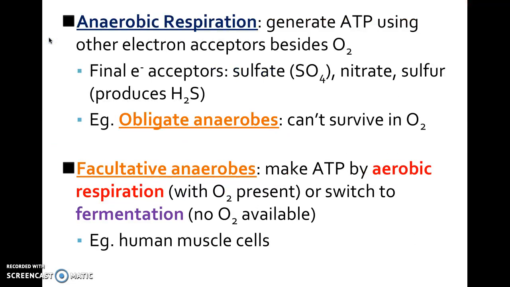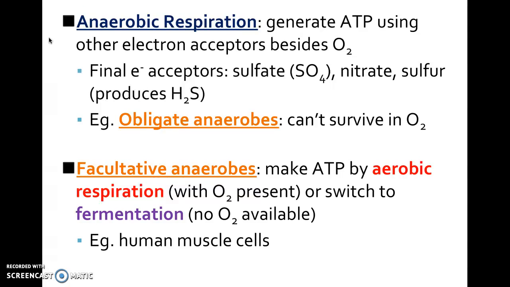So to start, what is anaerobic respiration? Anaerobic respiration is a process that occurs without the presence of oxygen, a process that is going to generate ATP. Because oxygen isn't able to be an electron acceptor, sometimes other molecules can readily accept the electrons. Sulfate can accept electrons, nitrate, and also hydrogen sulfide.